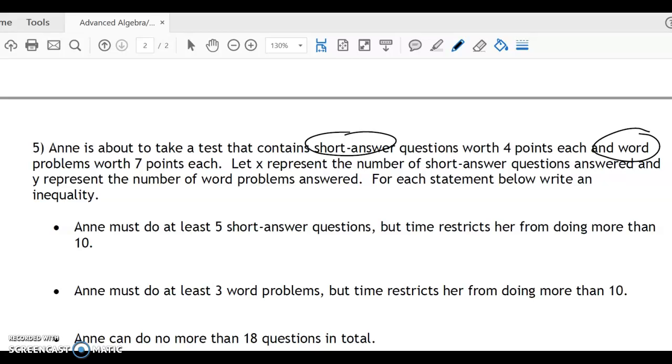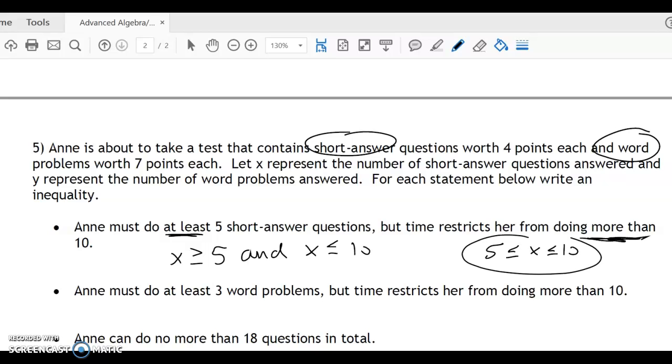Ann must do at least 5 short answer questions. So x must be greater than or equal to 5. But time restricts us from doing more than 10. Remember we talked about that a couple chapters ago, x must be less than or equal to 10. If I was really writing this, I would probably write 5 less than or equal to x less than or equal to 10. That'd be my answer.